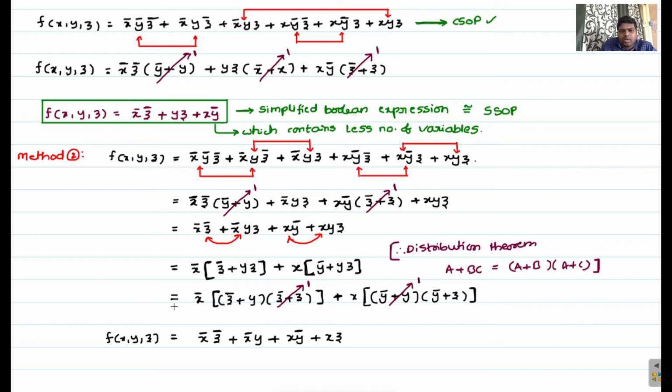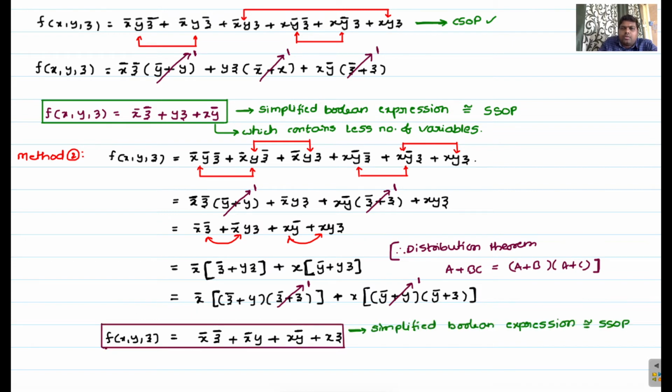So this is your reduced Boolean expression. This is your simplified Boolean expression. If you observe this expression, if you take x bar as a common factor, you will get x bar into z bar plus y. If you take x as a common factor, you will get x into y bar plus z. So you cannot simplify further from this Boolean expression.